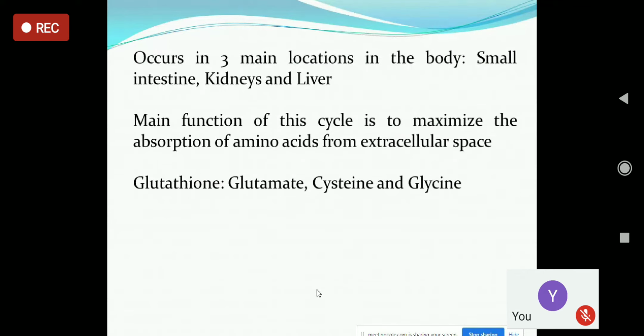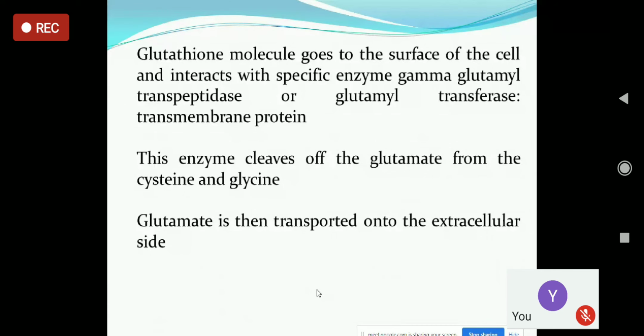This gamma glutamyl cycle occurs in three main locations in the body: the small intestine, the kidneys, and the liver. The main function of the cycle is to maximize the absorption of amino acids from extracellular space. Glutathione is made up of glutamate, cysteine, and glycine. This is the explanation.